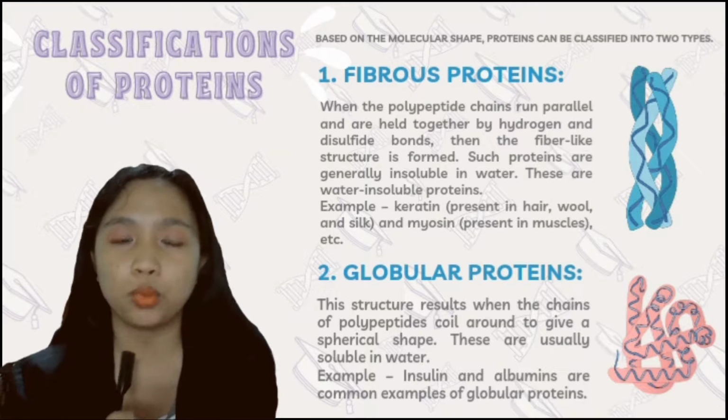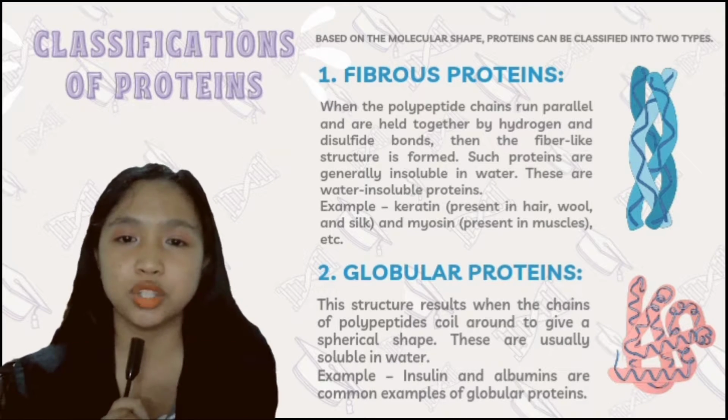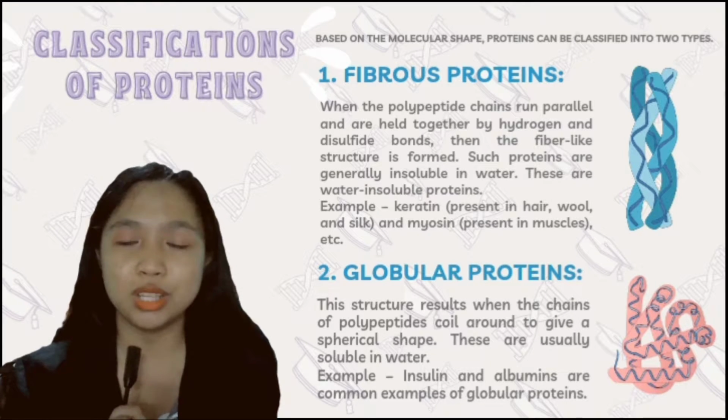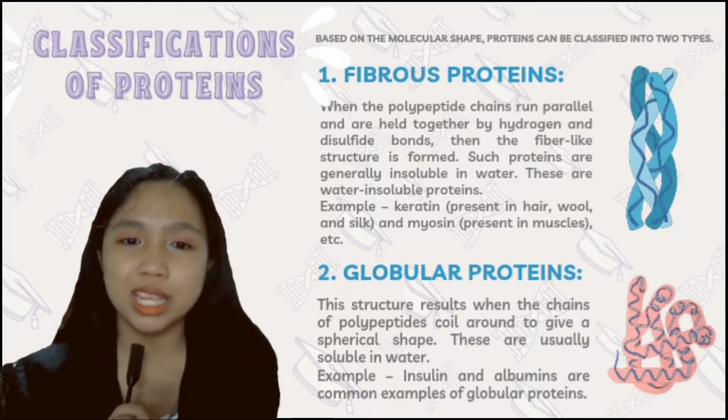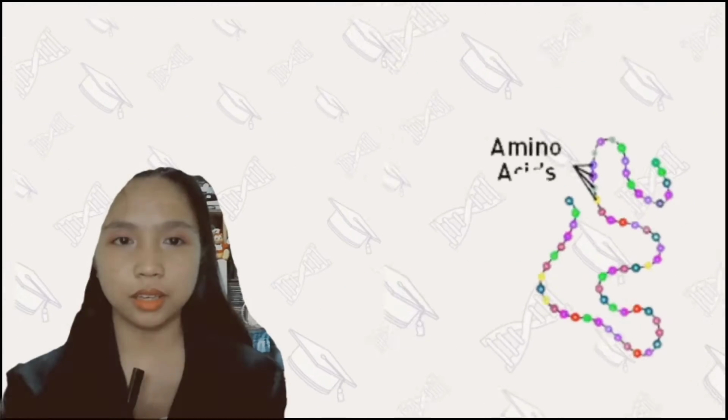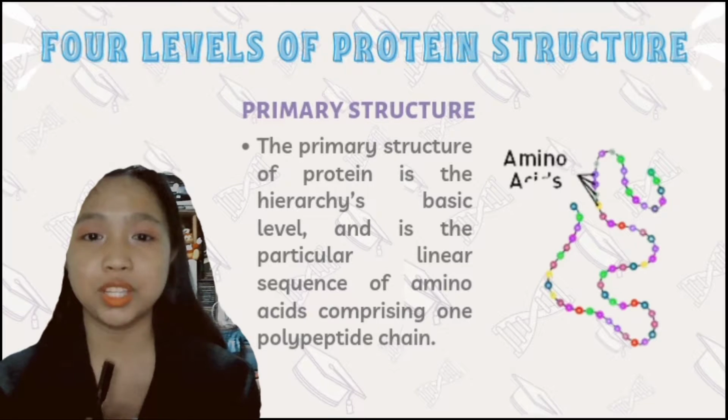Number 2, globular proteins. This structure results when the chains of polypeptides coil around to give a spherical shape. These are usually soluble in water. For example, insulin and albumins are common examples of globular proteins. There are 4 levels of protein structure.